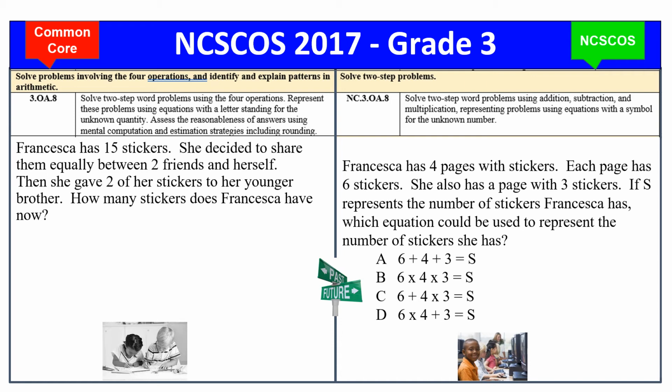NC 3OA8 places a new limitation on two-step word problems. Students continue to solve two-step word problems involving addition, subtraction, and multiplication. However, students do not solve two-step word problems involving division. Students continue to represent these problems with an equation and with a symbol for the unknown. Notice also that estimation is no longer included in this standard. All problems involving estimation are now part of NC 3NBT2.